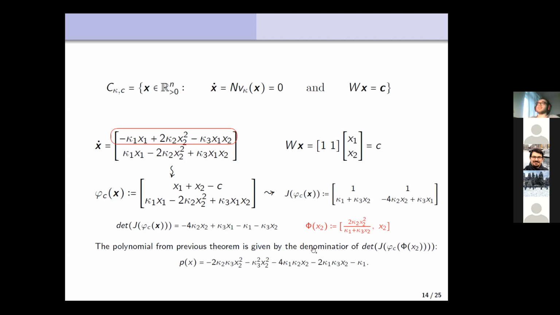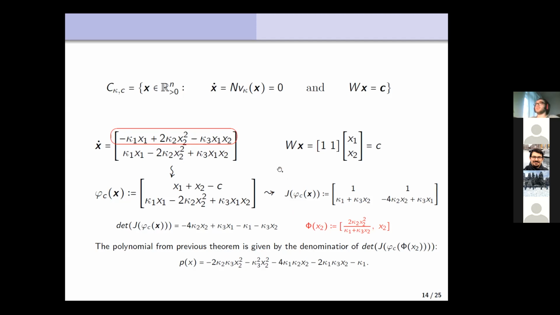Not necessarily a polynomial. It can be a rational function, but you are interested in the denominator of this guy. The numerator is always positive. It's determinants, and the denominator is given by this expression. And we see that this is always negative.